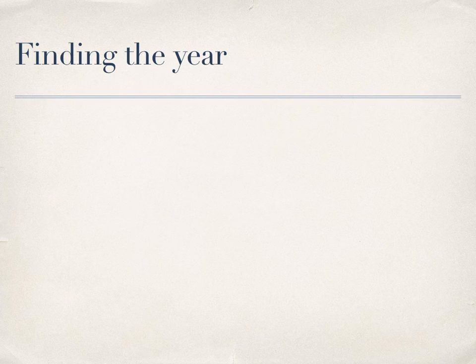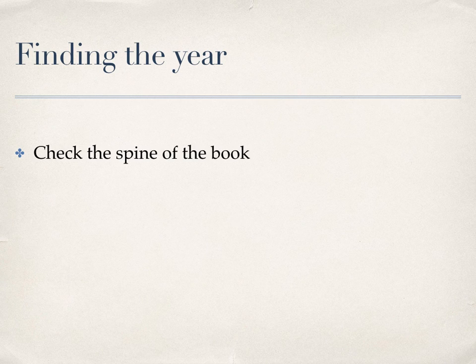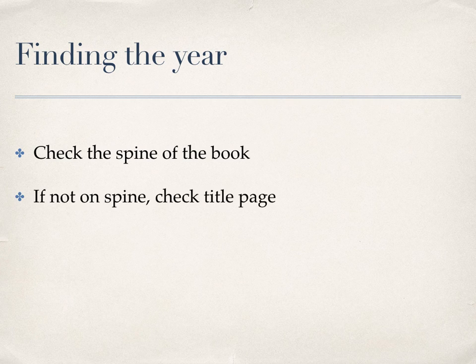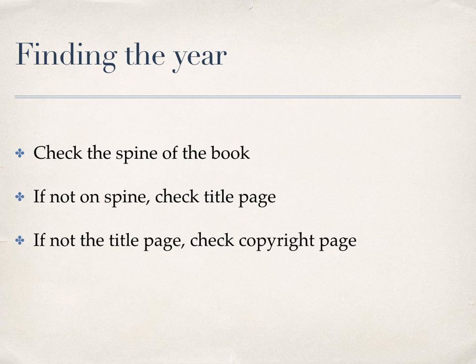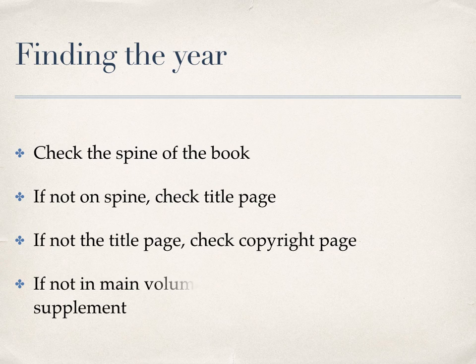But let's talk about how you would find the year if you didn't know that the United States Code was published every 6 years, or how to find the year on any other code book. First place we look to find the year for a Blue Book cite is on the spine of the book. If it's not on the spine, check the title page. If it's not on the title page, check the copyright page. And if it wasn't in the main volume, check the pocket part or supplement for that date.